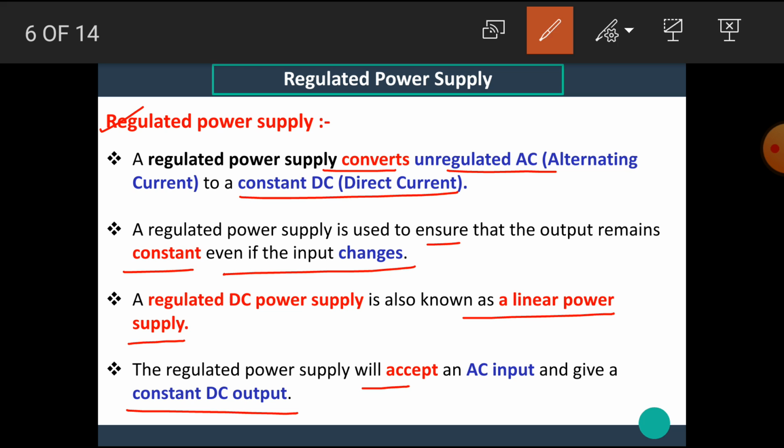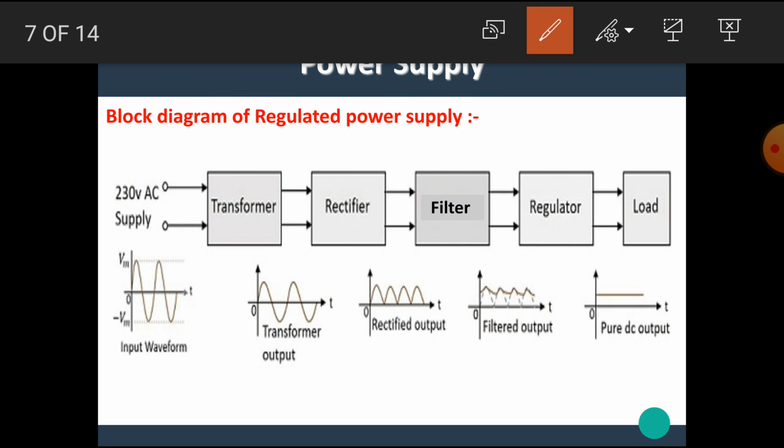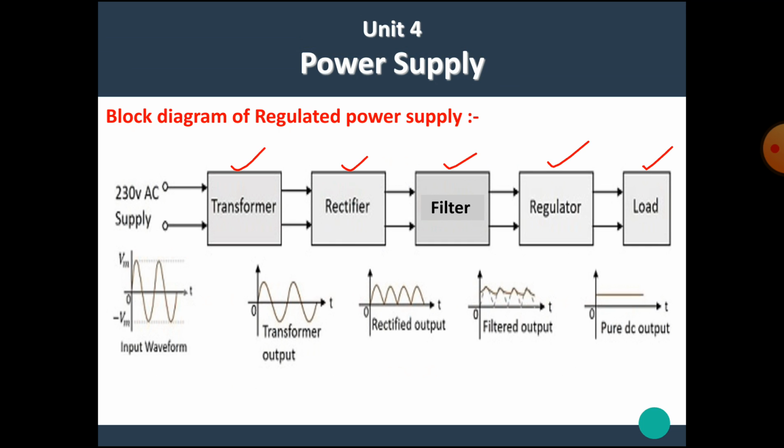Okay, now let's see the block diagram of the regulated power supply. In this block diagram, we can see that there are different blocks present such as transformer, rectifier, filter, regulator and load, etc. Let's see the description of each block one by one.